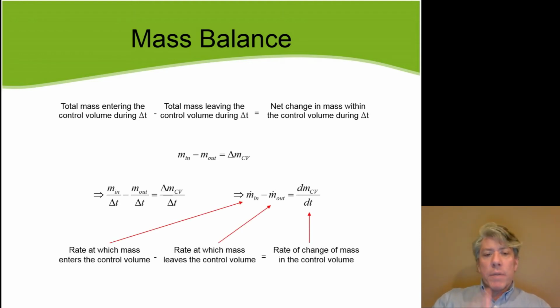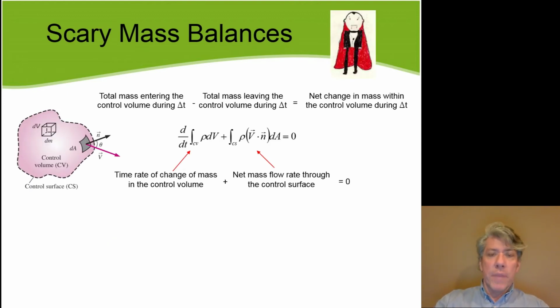So the first term is the rate at which mass enters the control volume, the second term is the rate at which it leaves, and the last term is the rate of change of mass in the control volume. Now, when I went through college, I had to use this mass balance, and it was pretty intimidating. And it was intimidating because it was written out in kind of a very complicated way. Really, the first term in this equation talks about the time rate of change of mass in the control volume. It's like the right-hand side of the equation we had before.